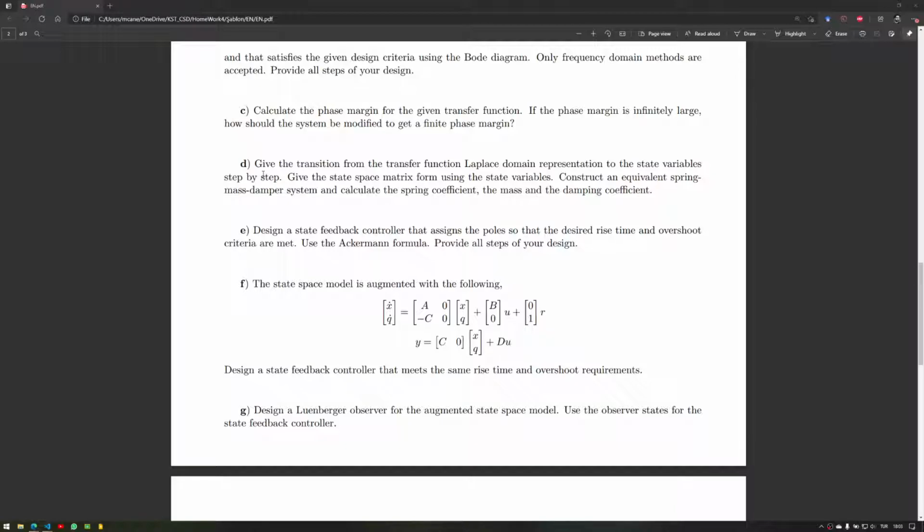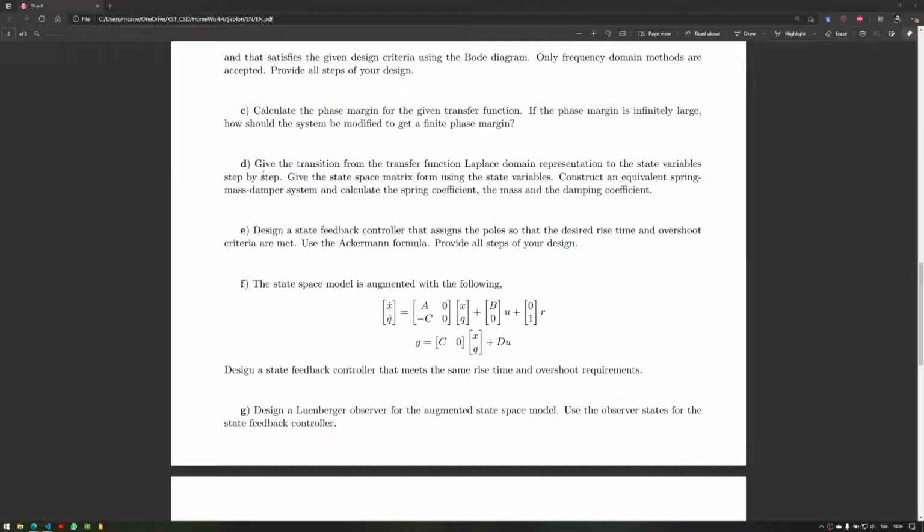And then using that state space model, you should come up with an example equivalent spring mass damper system, and then calculate the spring coefficient, the mass, and the damper coefficient. So this should give you an idea on how a spring mass damper system has its model defined in state space and how it's relating to the real world.